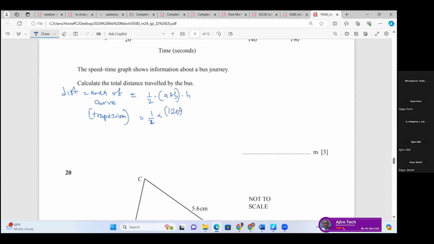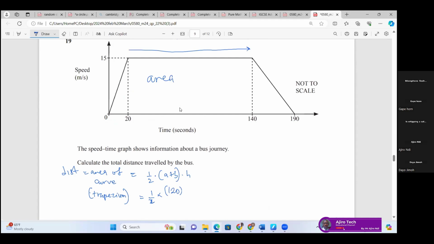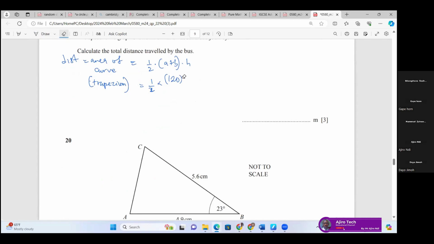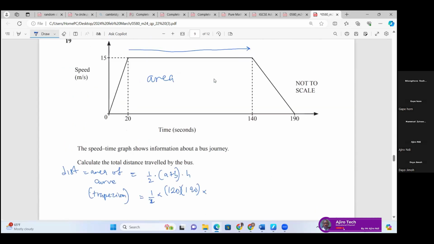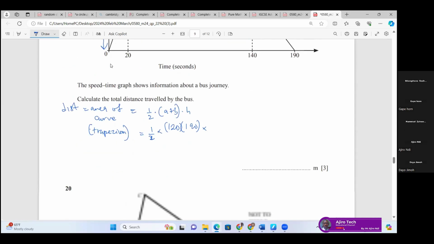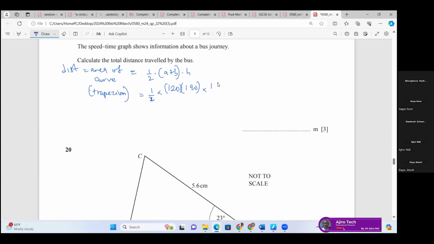Then the height is the vertical length connecting A and B. Sorry, I've not written B. B is everything from here to here, which is what, 190. So B should be 190, times the height, which is now what? The vertical. Now the height is this 15. This 15 is the height. So multiply by 15. Sorry, this is plus. I made a mistake there. This is to be added.